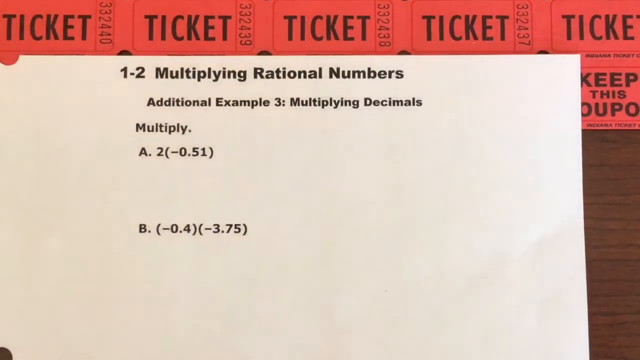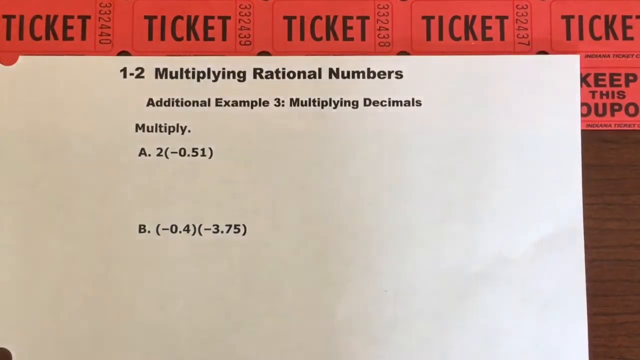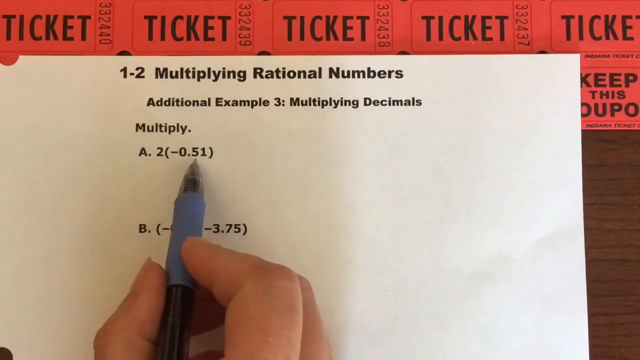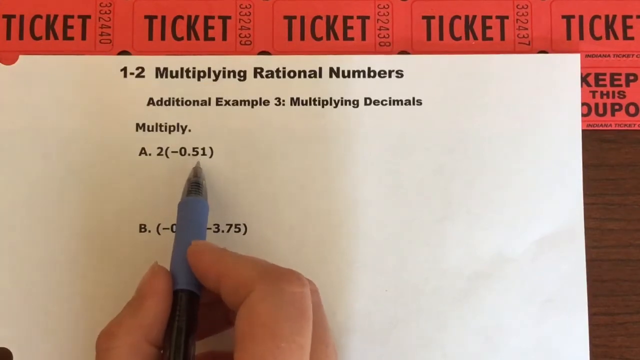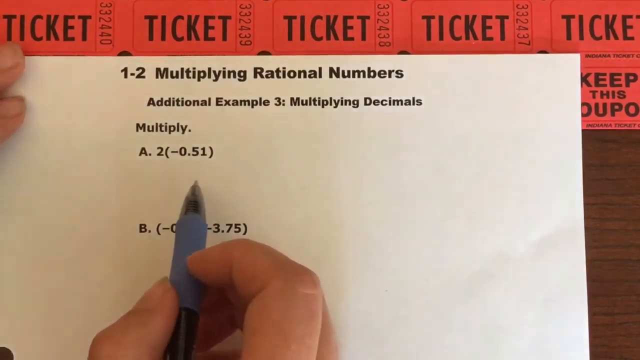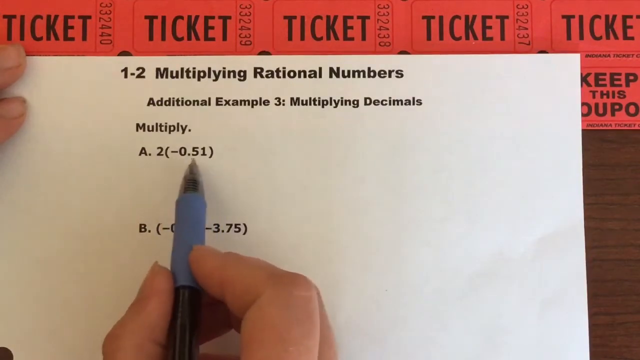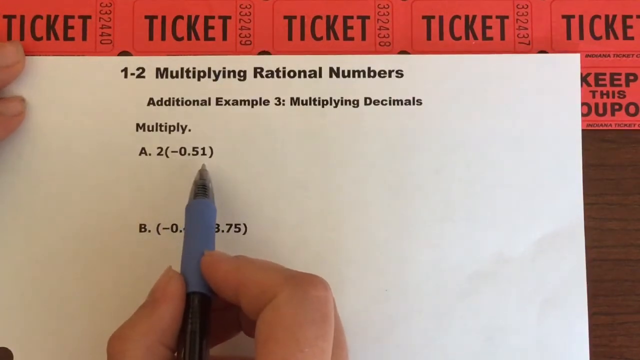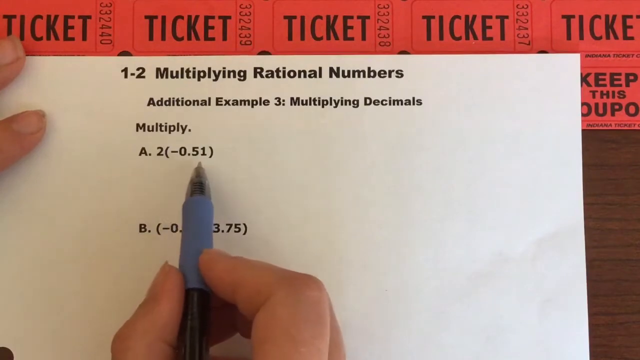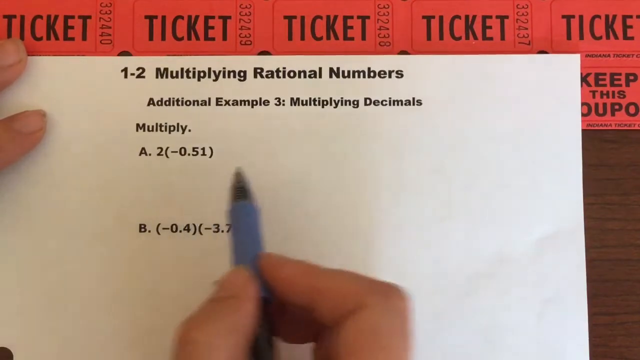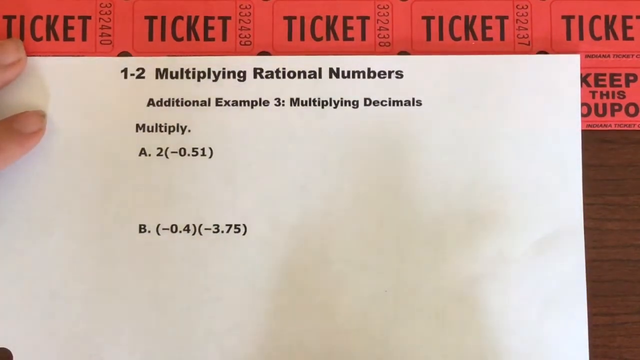Now are these decimals rational numbers? Yes. The answer, why is this decimal a rational number? Well, it's a rational number because it's a decimal that terminates. It's a decimal that stops. Remember, decimals that stop, terminate, or repeat, those are rational numbers. So we're just going to be practicing multiplying decimals.